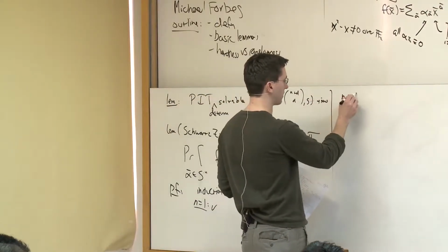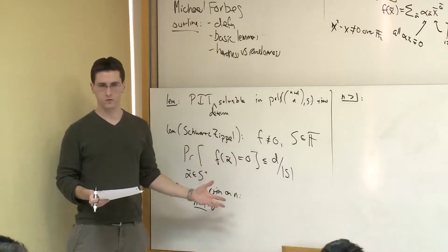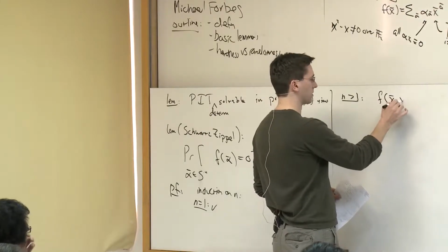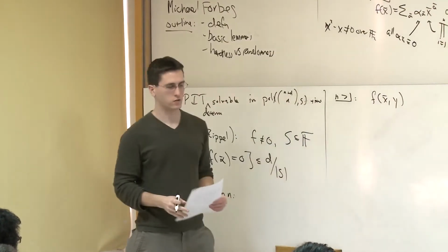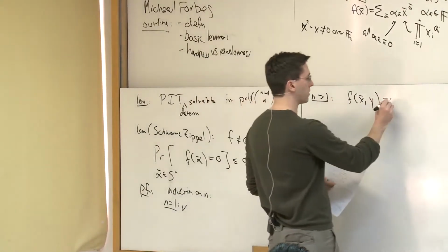What happens if we have n greater than 1? Well, we're going to do the obvious thing. We're basically going to reduce to the n equals 1 case in some way. So I'm just going to relabel my variables. Hopefully the notation is clear. I'm going to distinguish one variable y and call all the other variables x. And we can write it as follows.